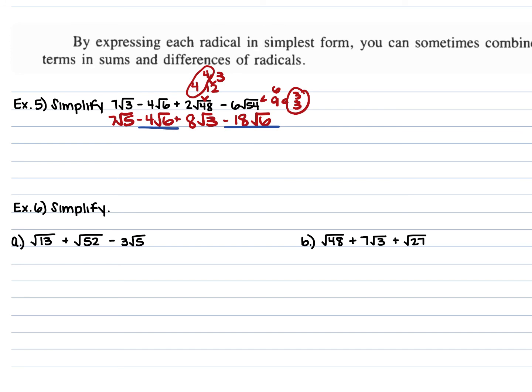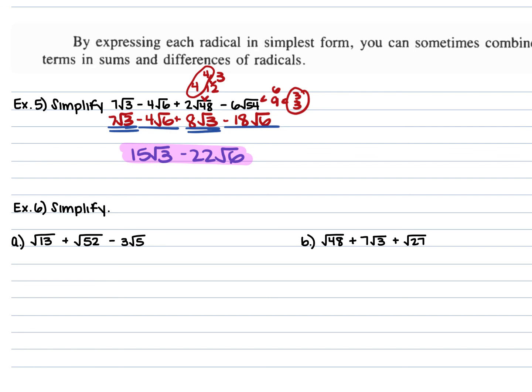So this is going to become, no, sorry, I don't know why I wrote down 7 square root 5. This should be 7 square root 3. So then you'll have like terms with the 7 square root 3 and the 8 square root 3 also. So 7 square root 3 plus 8 square root 3 is 15 square root 3. The negative 4 square root 6 minus 18 square root 6 is negative 22 square root 6. So we just have 15 square root 3 minus 22 square root 6.